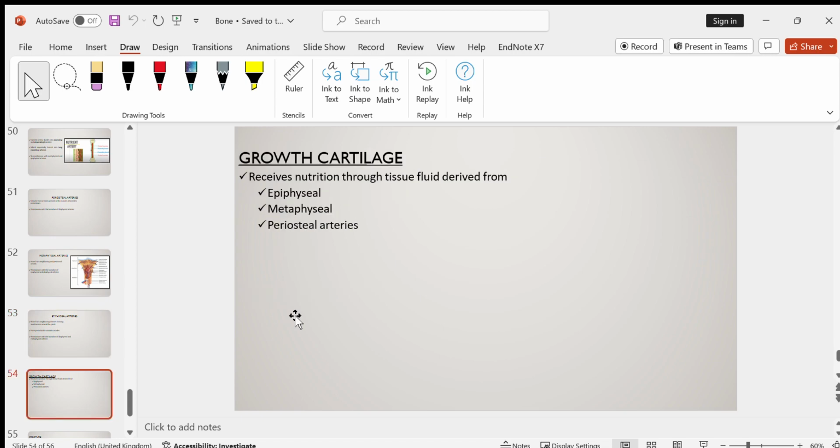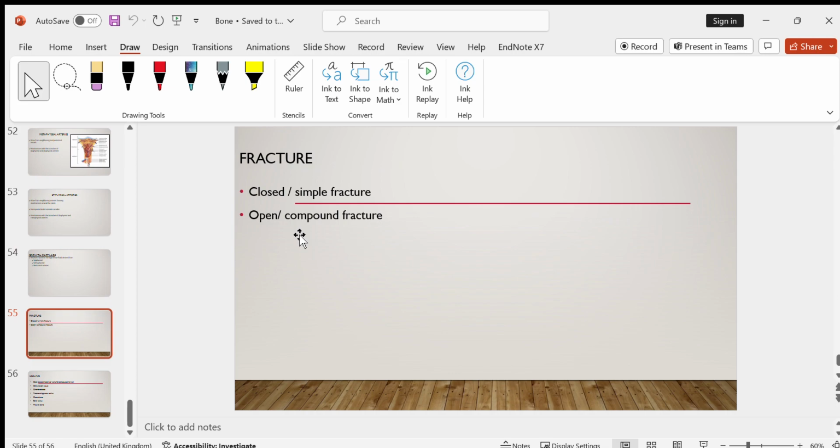Now, what is growth cartilage? The growth cartilage, I told you earlier, is a cartilage that is on the growing end of a long bone. Its blood supply is from the epiphyseal, metaphyseal, as well as periosteal arteries.